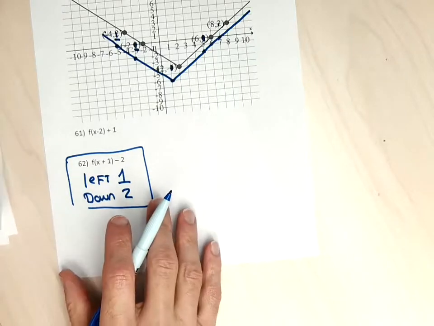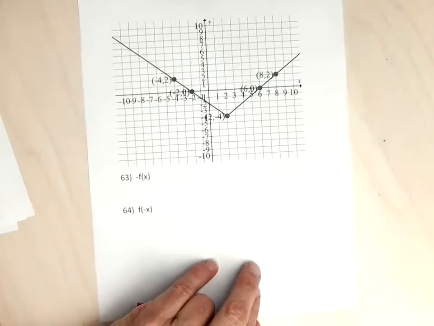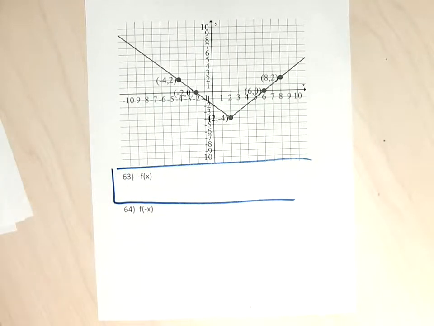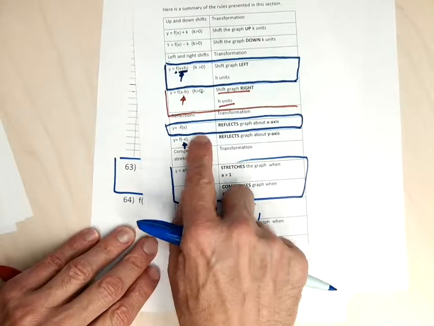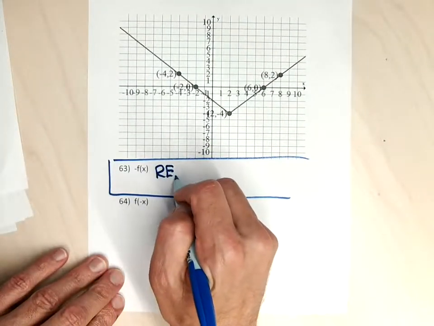Last two problems are the trickier ones, reflecting over the axes. I'll do them both in different colors. Let me do 63 for you. 63, negatives written in front of function notation reflect the graph over the x-axis. And so for this one, I need to reflect the graph over the x-axis.